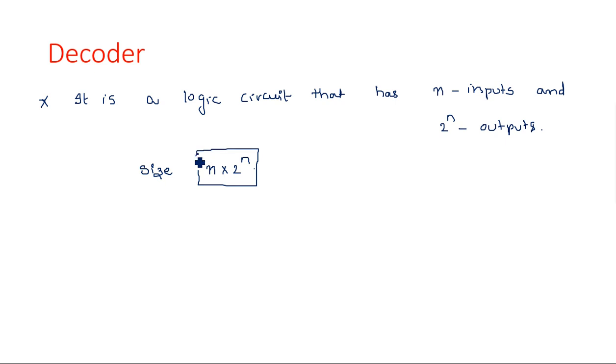Don't confuse: decoder and encoder are for opposite purposes. That means what is the size of the encoder? The size of an encoder is 2 power n by n. That means in the encoding operation, out of 2 power n bits, we will be using only n bits in the communication.